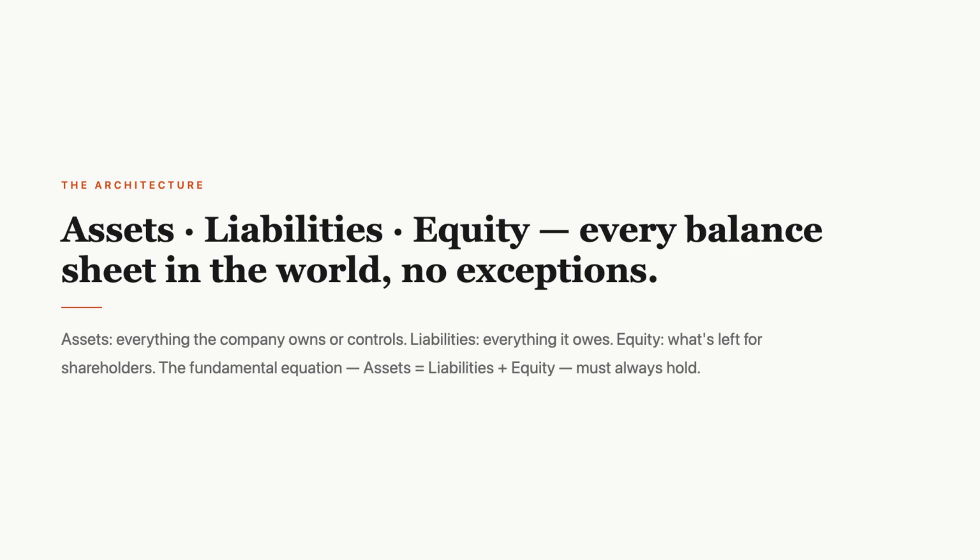The fundamental accounting rule is assets equal liabilities plus equity. Think of it as a weighted scale. Both sides must always balance. If they don't, something in the document is wrong.